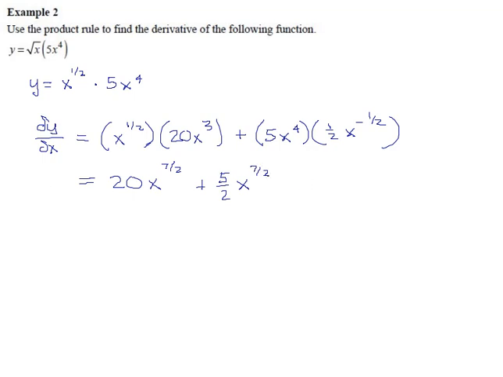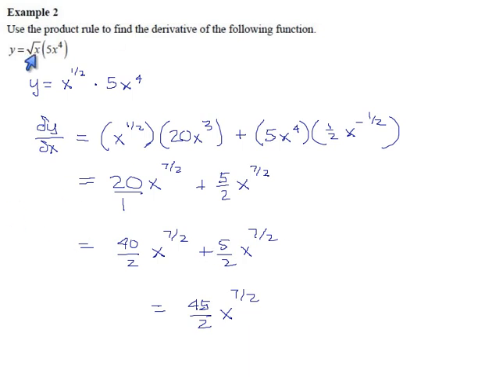Well, these are the same power, which means we can and should add them together. So instead of 20, think of that as 20 over 1, which is the same as 40 over 2, x to the 7 over 2, just getting a common denominator. 40 halves plus 5 halves is 45 halves x to the 7 over 2.